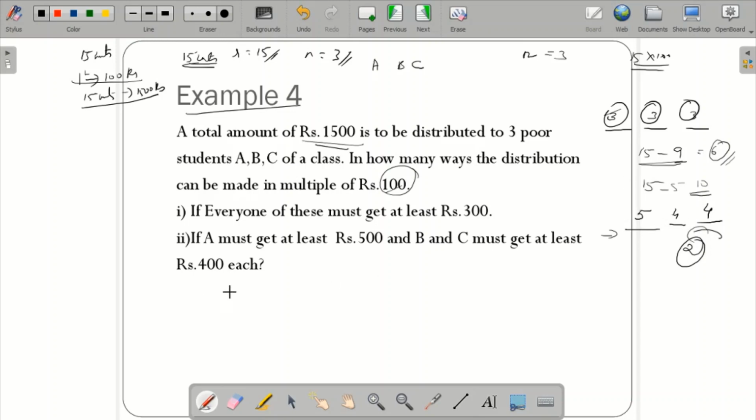So let us solve this particular problem in the first problem itself. If every one of these must get at least 3, first we'll write the statement taking rupees 100 as a unit. There are 15 units for distribution.